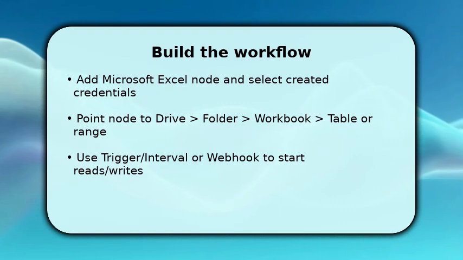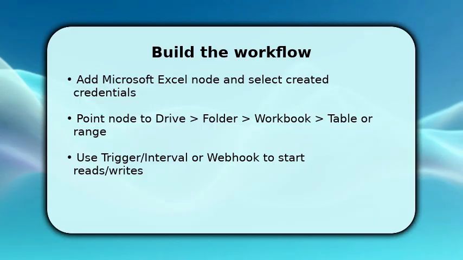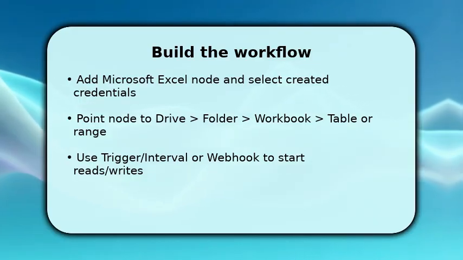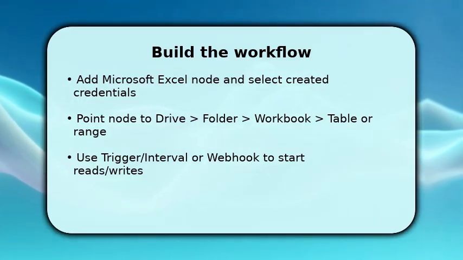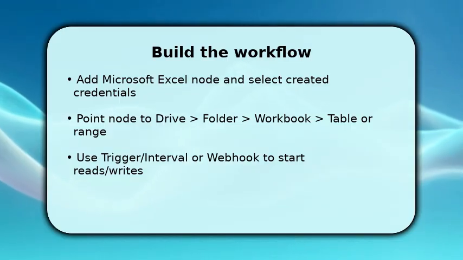You now build the flow, add the Microsoft Excel node, and select the OAuth credentials you set up. Then, choose the correct drive, folder, and workbook. If possible, target a named table. This avoids fragile cell ranges.